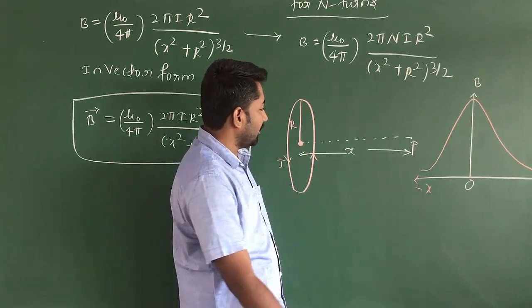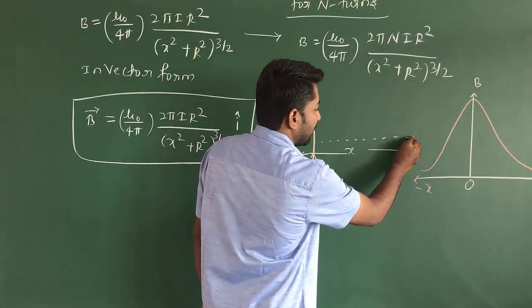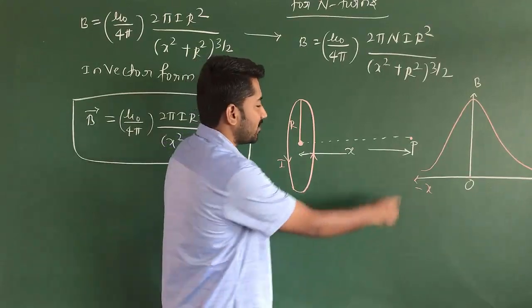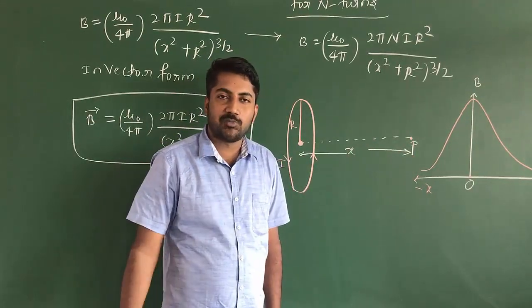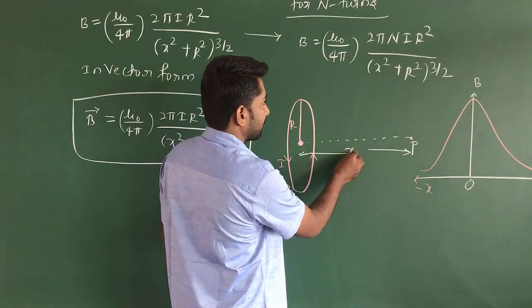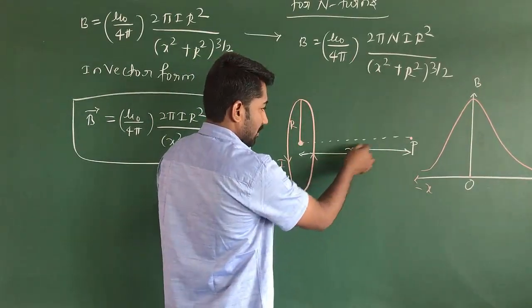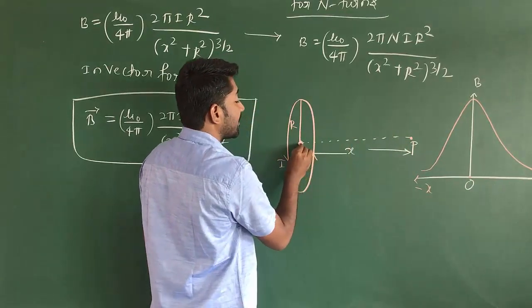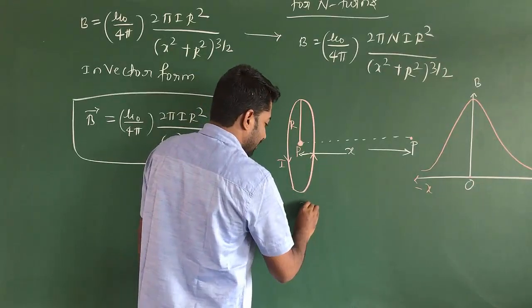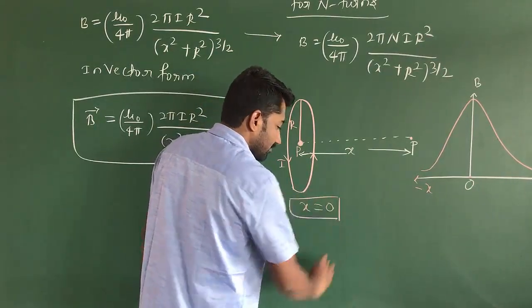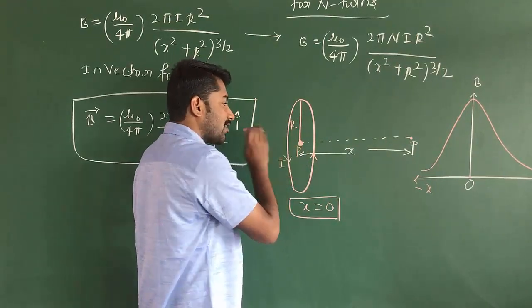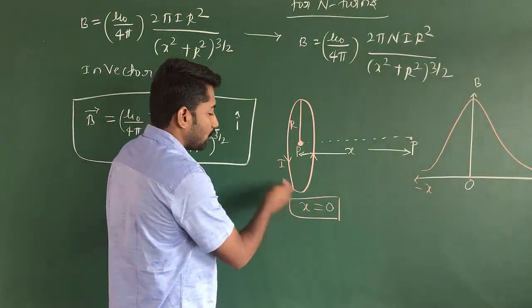Suppose this point P is the point at which the magnetic field is to be calculated. Now I consider this distance x in this equation. Suppose the point is located at the center of the coil, then x equal to 0.